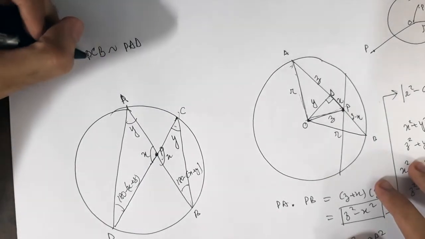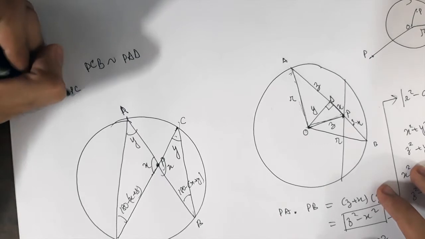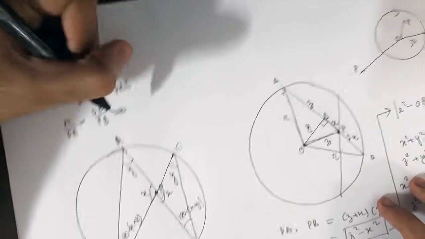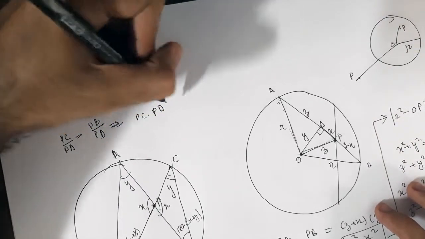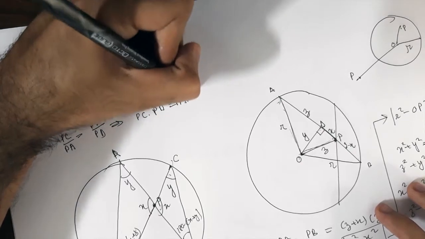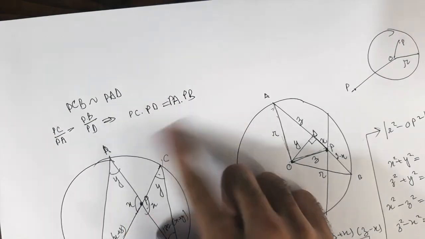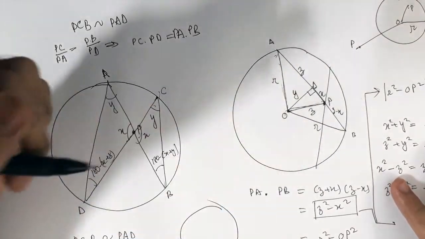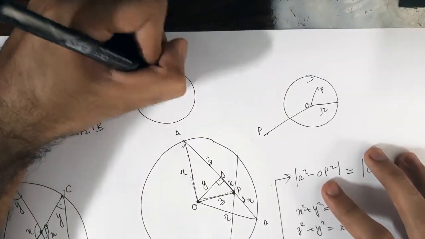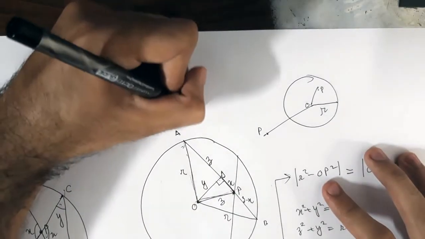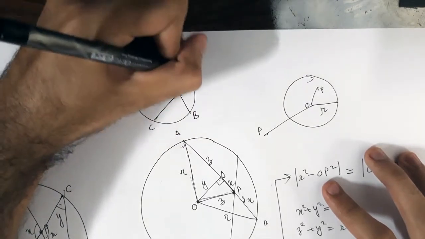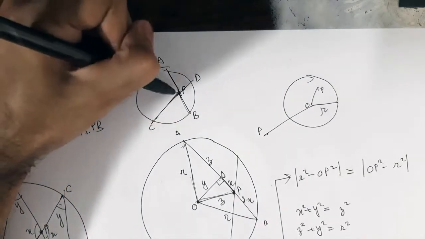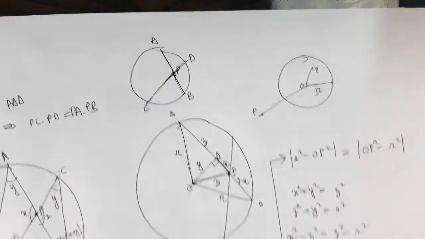And from this, let's try to form some relations. We have PC upon PA equal to PB upon PD, which implies that PC into PD is equal to PA into PB. So what this basically says is that for any circle in this world, if you have some lines passing through it, for any given circle and any two lines, this into this is equal to this into this. That's a really nice result, so to speak.